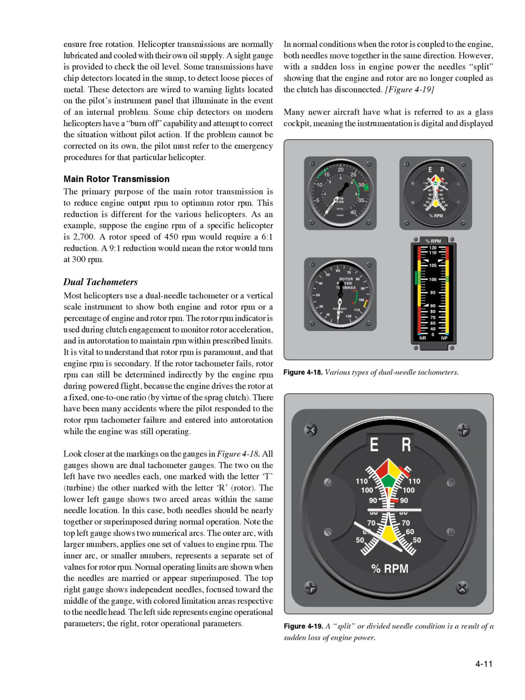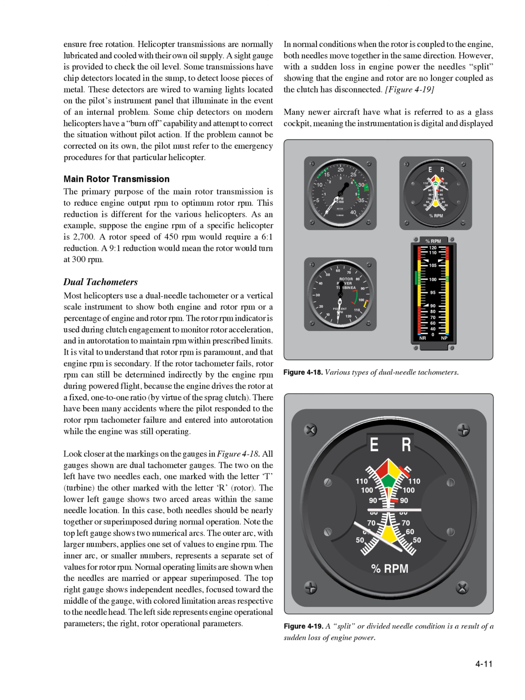Note the top left gauge shows two numerical arcs. The outer arc, with larger numbers, applies one set of values to engine RPM. The inner arc, or smaller numbers, represents a separate set of values for rotor RPM. Normal operating limits are shown when the needles are married or appear superimposed. The top right gauge shows independent needles, focused toward the middle of the gauge, with colored limitation areas respective to the needle head. The left side represents engine operational parameters, the right, rotor operational parameters.